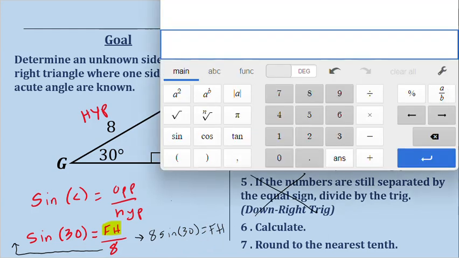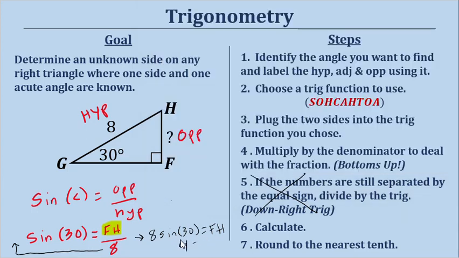For that, I'll be using the Desmos Scientific Calculator, which you can find at desmos.com/scientific. And all I'm going to do is plug in what I've just written down. 8 sine 30 equals 4. And so FH is going to be 4. Now, unless you're told otherwise, for trigonometry, you almost always round to the nearest tenth. So for this, the answer I would write would be FH equals 4.0. Because if there's no decimal, we can always add a 0.0 to the end without changing our answer.